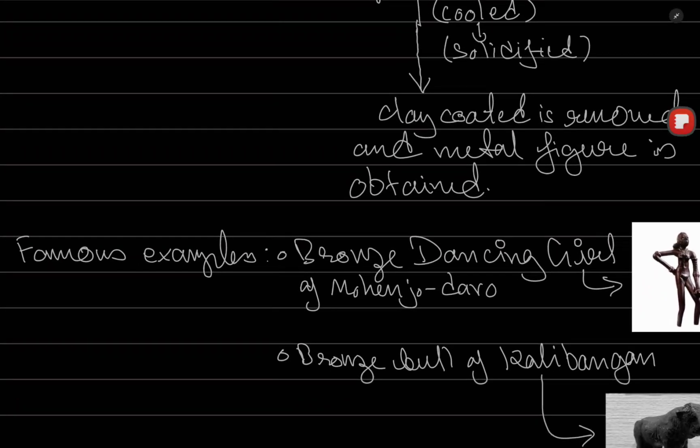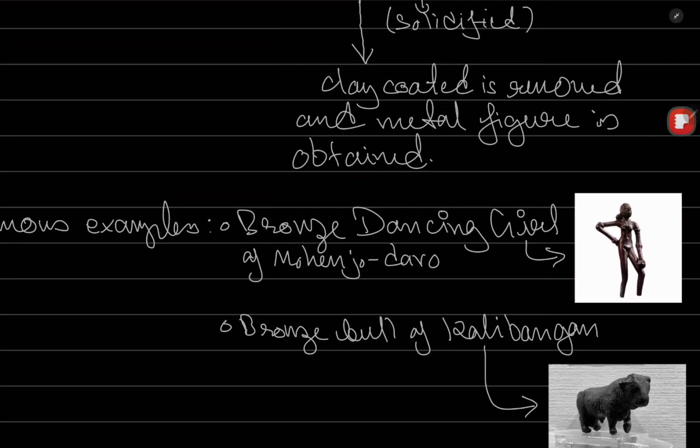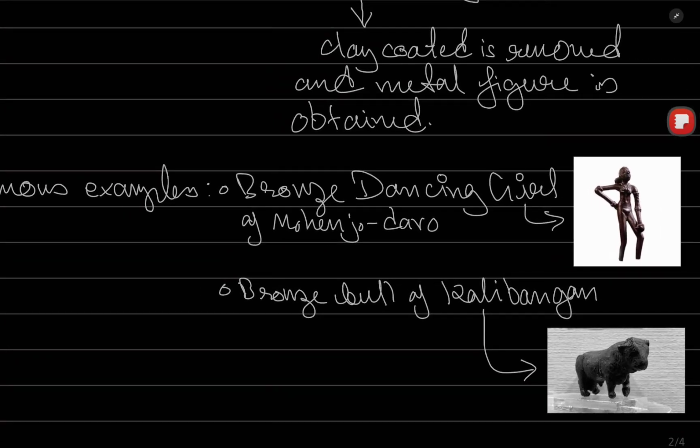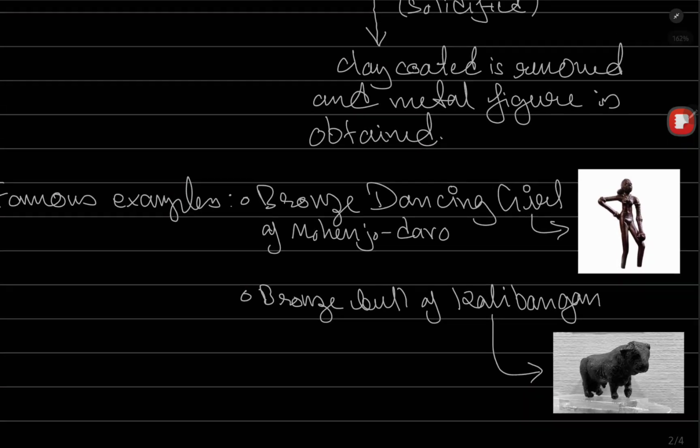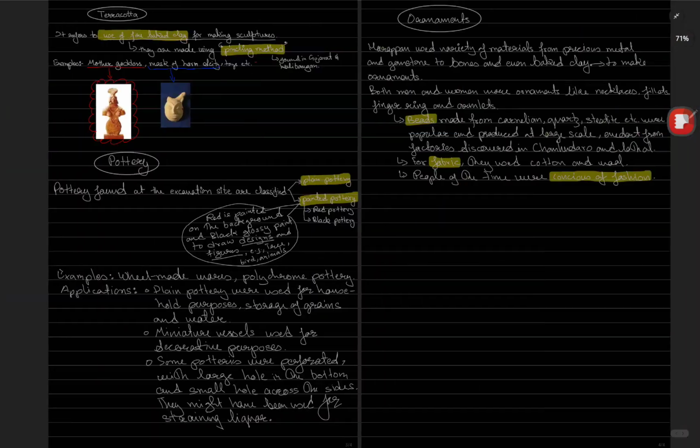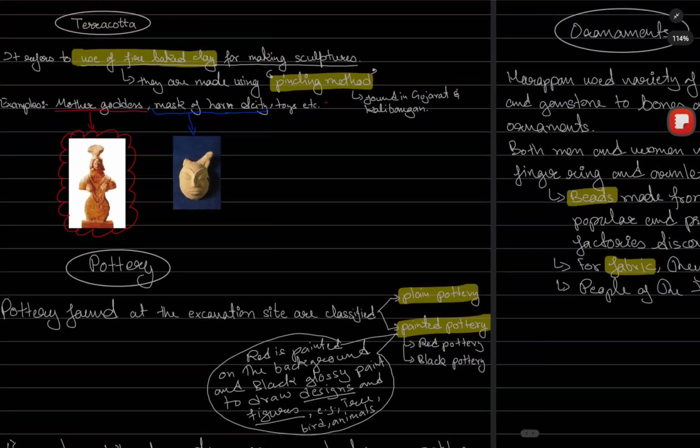Well, the most famous example was the bronze dancing girl of Mohenjo-daro. As you can even see in this picture, this is the very exact picture of this bronze dancing girl. Another one is the bronze bull of Kalibangan. Okay, this is the bull you can see. So these are certainly some of the figures which are very prominent at the time of the Harappan civilization.